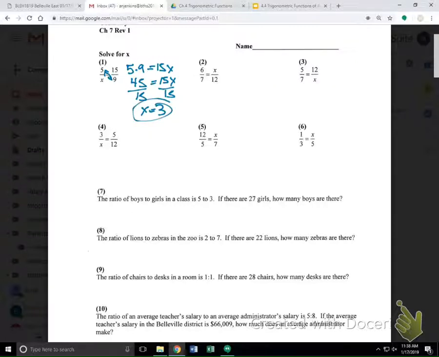Okay, next one up. Would anybody like to try it? Raya? Okay. Yep, and I'm okay if you leave it as that fraction. That actually is how I like it. So I'm going to leave it as x equals 72 over 7.